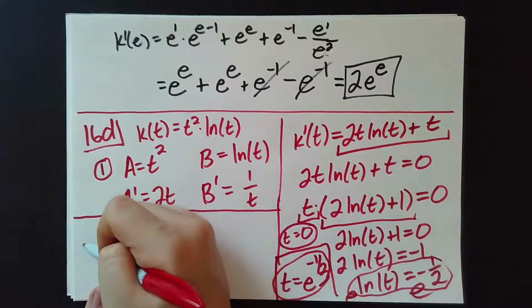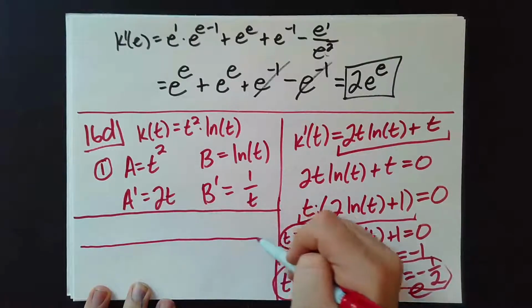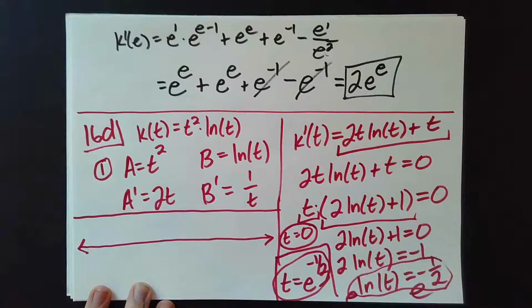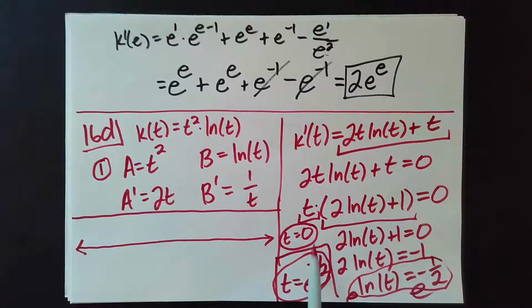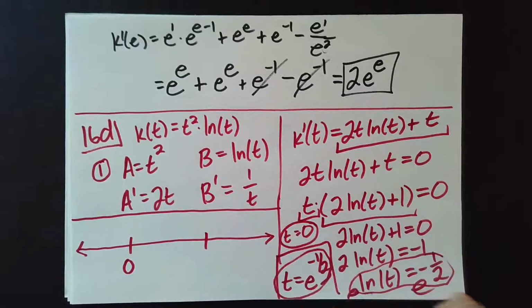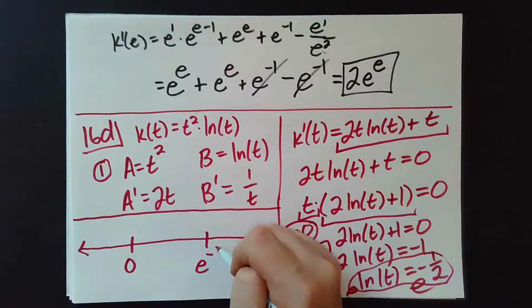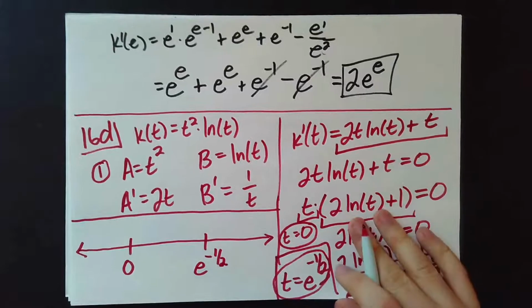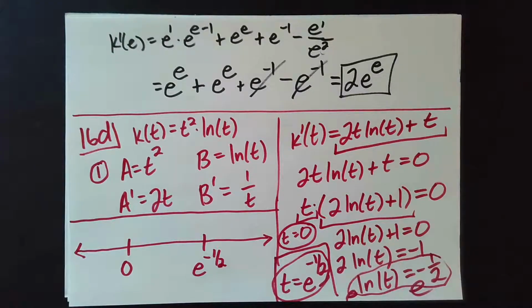Okay. So I get to make up my number line. Okay. And I'll go ahead and put t equals 0 on it and e to the minus 1/2 on it. Now, this does require you to remember that e to the minus 1/2 is still positive, because e to everything is positive, which is why this is to the right of 0.